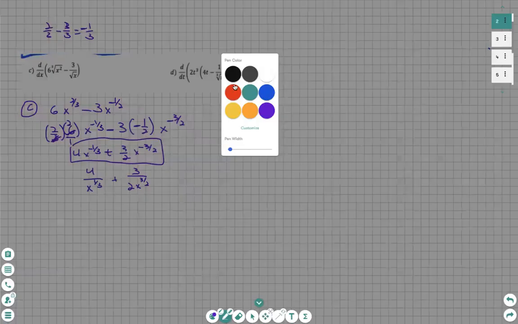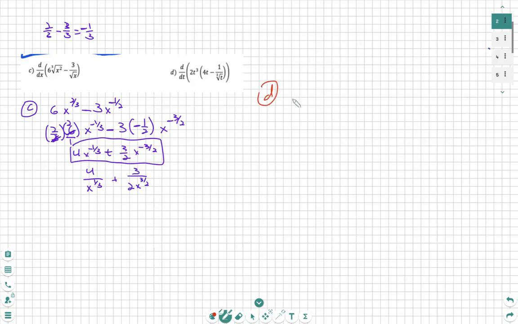Let's do letter D. Letter D, the first thing we're going to do is distribute. Distributing is going to make this easier for us. So 2 times 4 is 8. T cubed times t is t to the 4th.